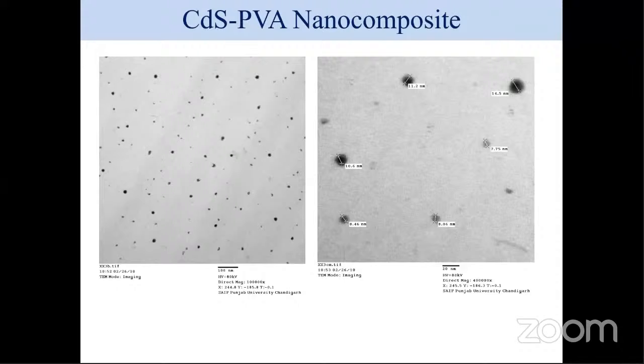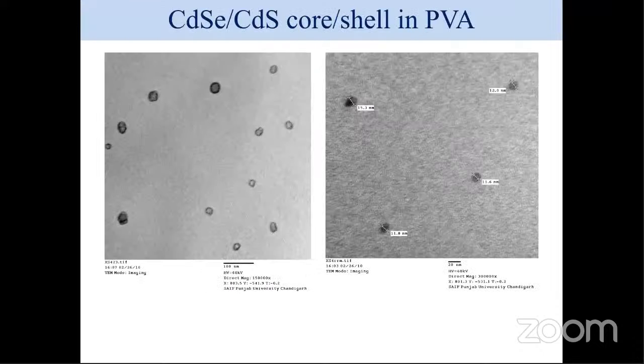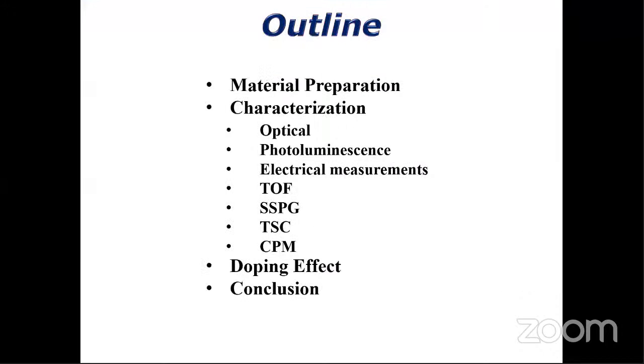Here this cadmium sulfide, when it has been dispersed in the PVA matrix, then we are getting the spherical shape. Okay, this is this much, and this is another one. This is a core-shell structure. Okay, and you can see there is a core of one material and the shell of another material, which you can see here. Now we come to the techniques which we will discuss.